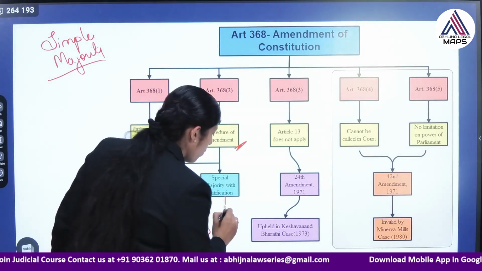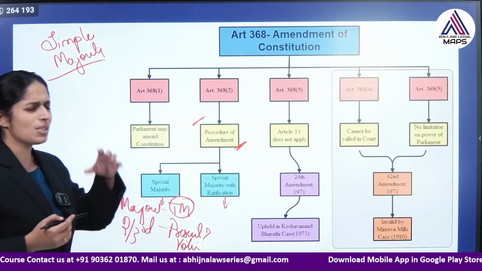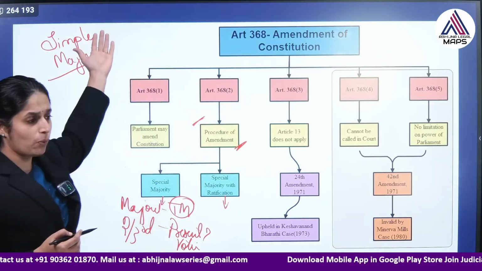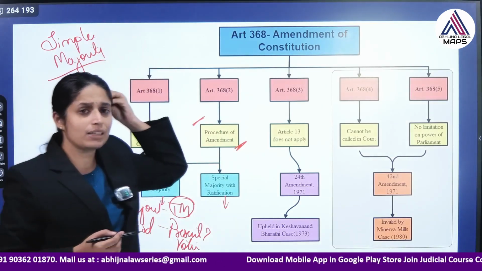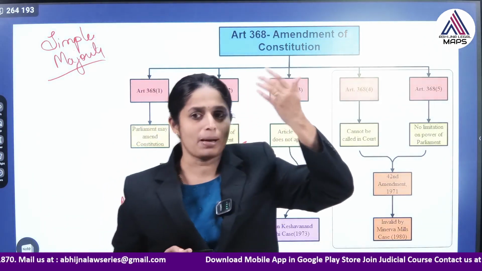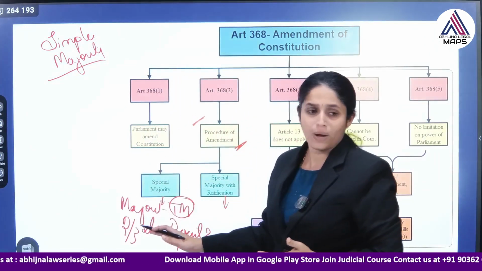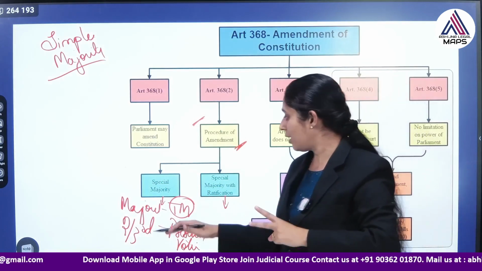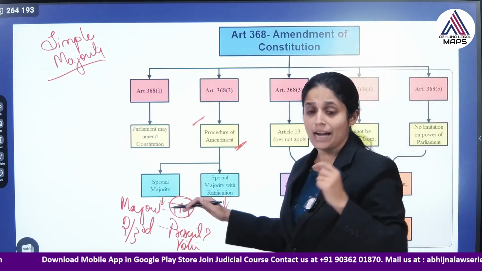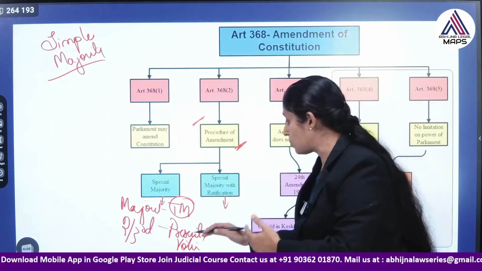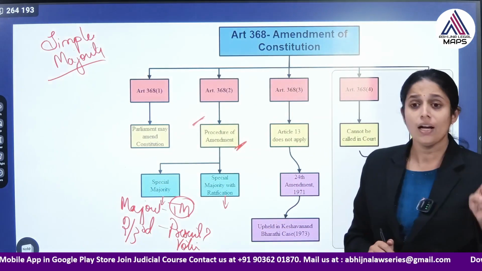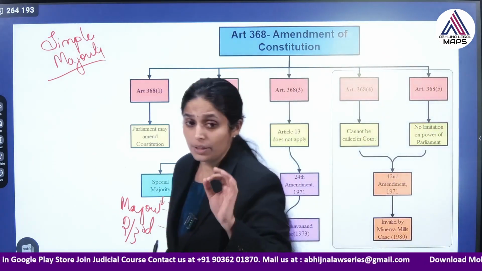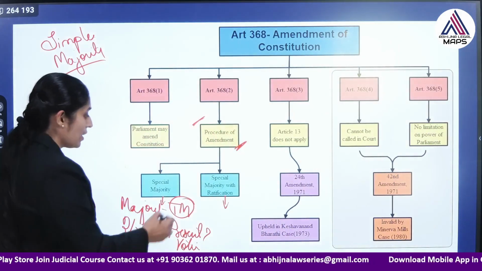which is more rigid than this. The simple majority is a very flexible one. Anyone can get 51% majority and they can pass the bill, but special majority requires two criteria, that is, a majority of the total members and a 2/3 majority of the members present and voting. And the special majority with ratification requires this condition.